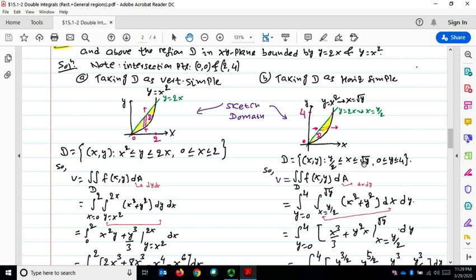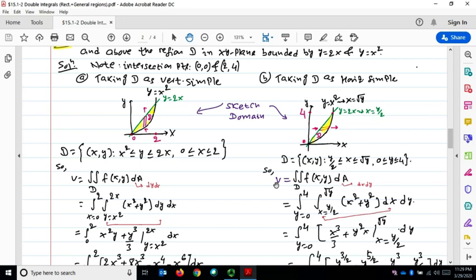Great. Then for the y bounds, look for the minimum and maximum values of y. The minimum value is 0, the maximum value is 4. As we said earlier, (2, 4) is this intersection point. So now we have our limits here. Then let's evaluate the volume.